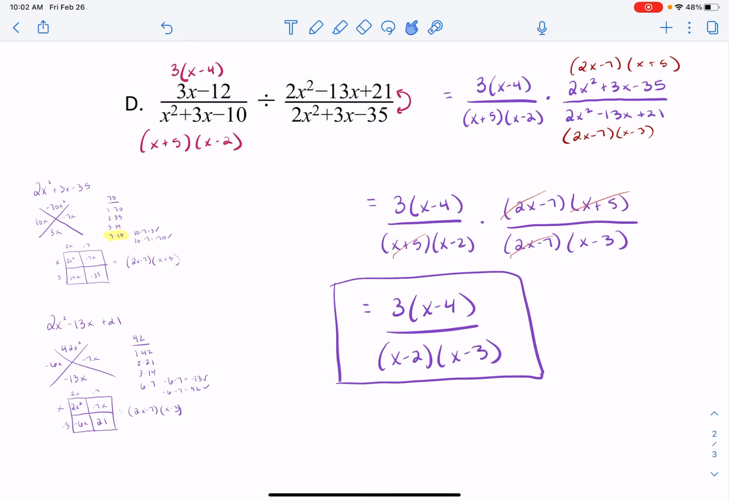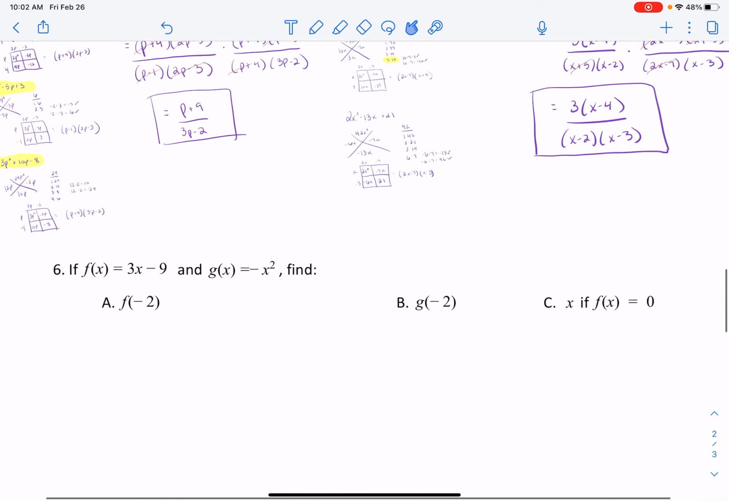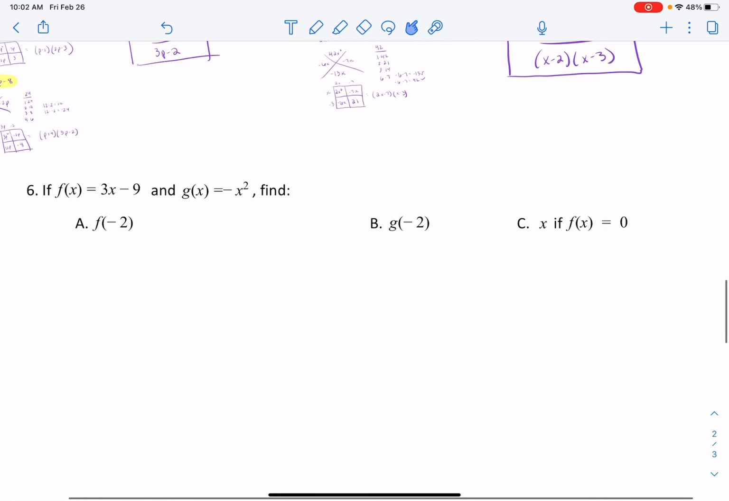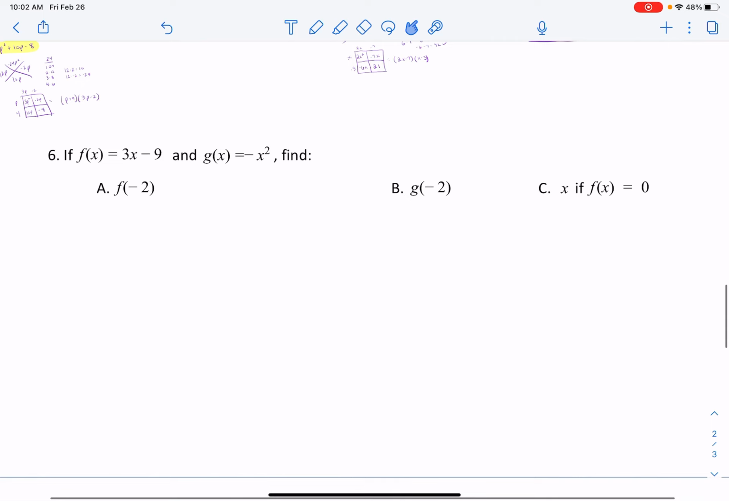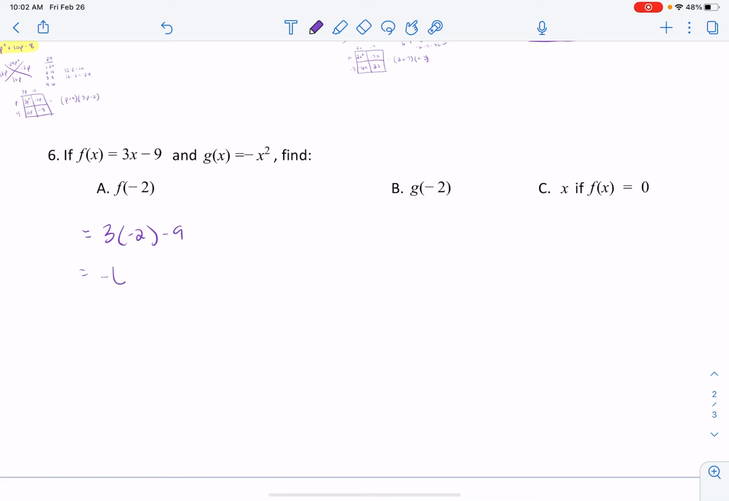Okay, so let's go to number 6. A, B, and C here are just reviews. Review questions with functions. So we've got if f of x is equal to 3x minus 9 and g of x is equal to negative x squared, find. So for A, they're asking f of negative 2. So all that's really saying is take your f of x function and we are going to plug a negative 2 in for x. So this becomes 3 times negative 2 minus 9. So that's negative 6 minus 9, which gives us negative 15.